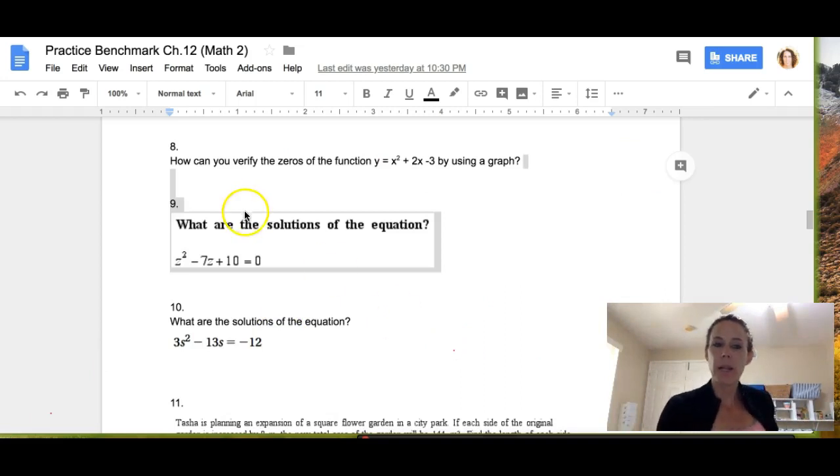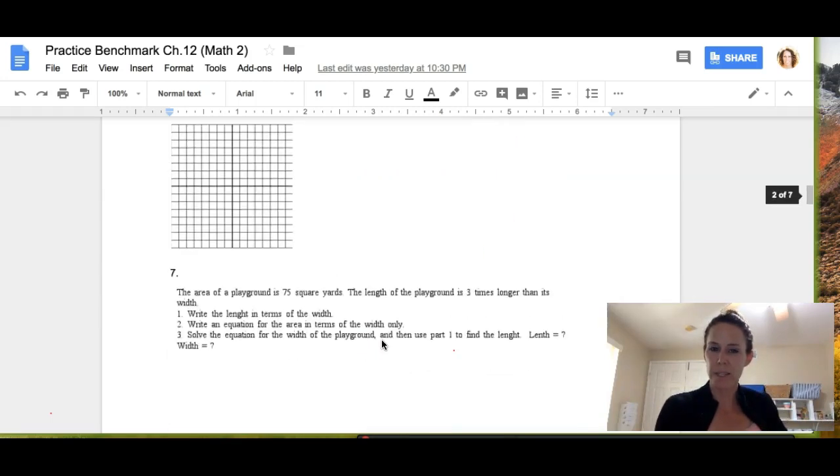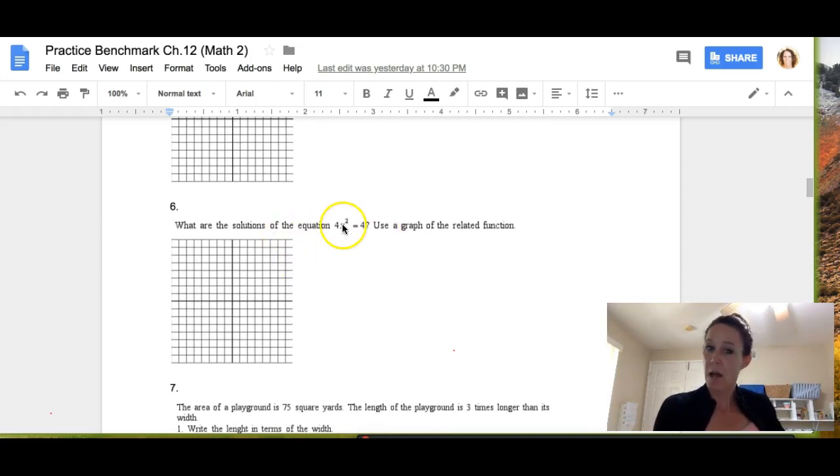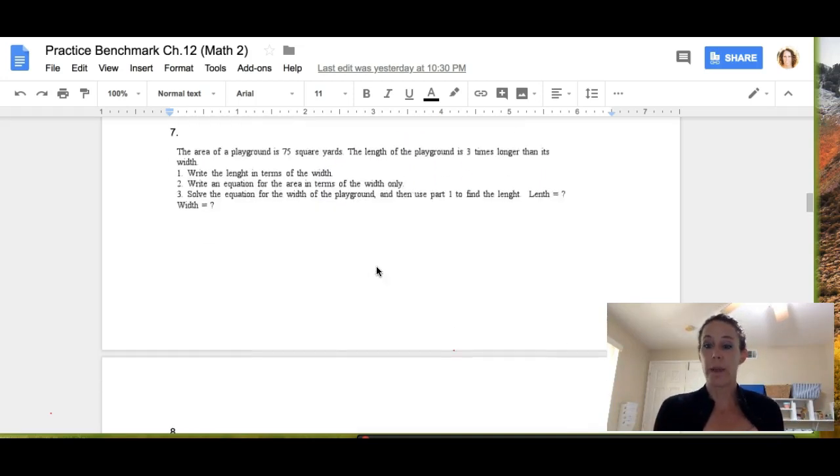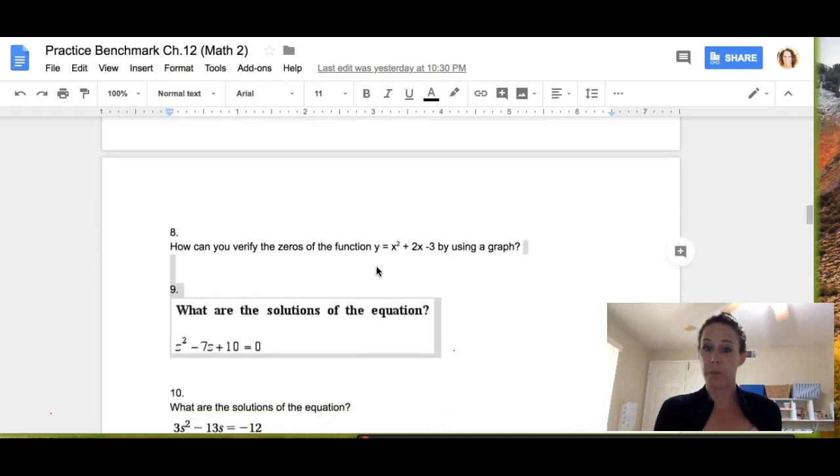Okay, number 8 asks us, how can you verify the zeros of the function, here's your function, by using a graph? So basically that's just asking us this. Like on number 6, we were asked to use the graph of a related function to find the solutions of this equation when that equation is equal to 0. Okay, how can we verify the zeros?